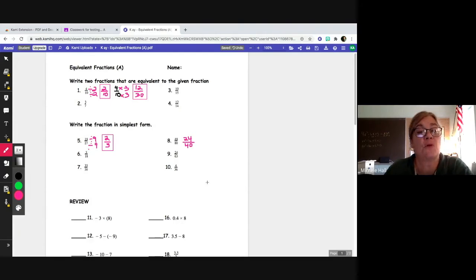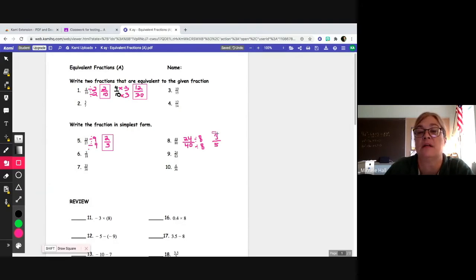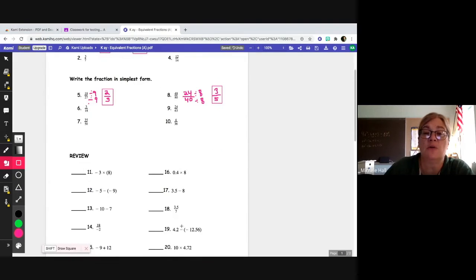Maybe I think that 4 is the greatest number. I am going to go with 8. 24 divided by 8 and 40 divided by 8. 24 divided by 8 is 3, and 40 divided by 8 is 5. 3/5 would be my final answer. And then you see that there is a review of integers down here, some decimals.